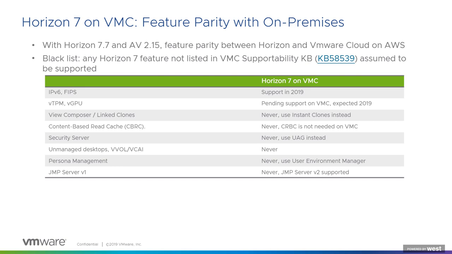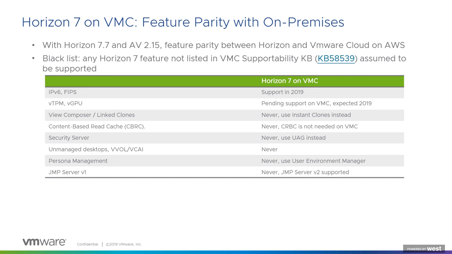All right, let me talk about the rest of Horizon 7 and App Volume and UEM. So we are at this point at feature parity between on-prem Horizon 7 and Horizon 7 on VMware Cloud on AWS, right? I'll say there's a little asterisk, and I'll talk about that. But for the most part, whatever works on-prem works the same way on VMware Cloud on AWS.